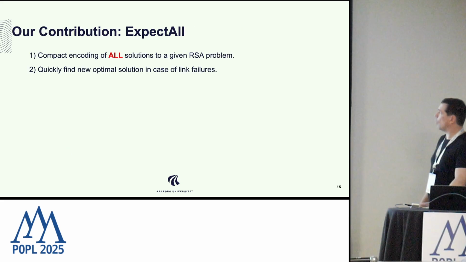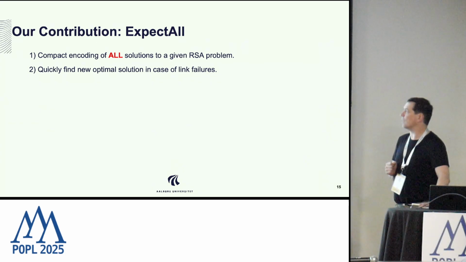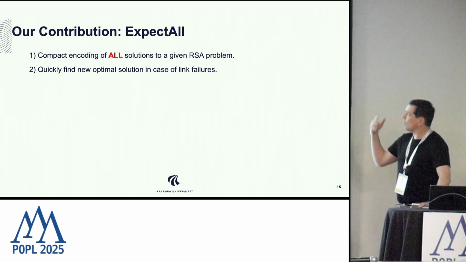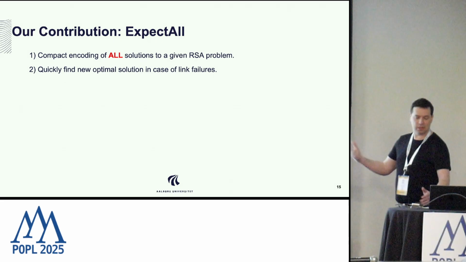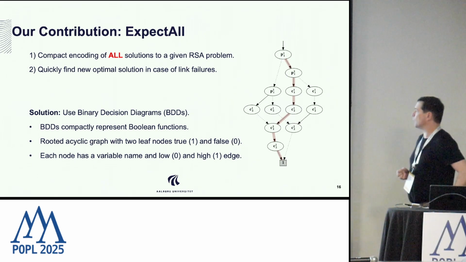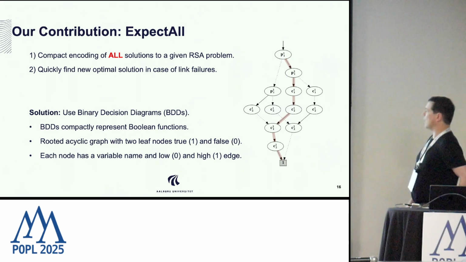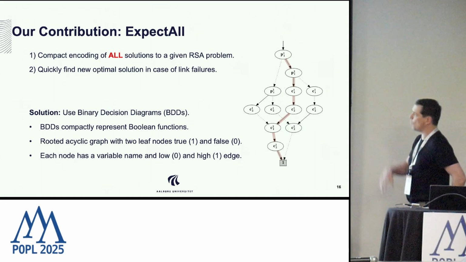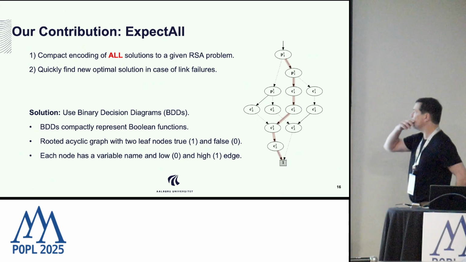So in ExpectAll, we compactly encode not just one, but all solutions to the RSA problem. And then we can quickly find a solution because it's already pre-computed. We use binary decision diagrams for that purpose. So a binary decision diagram is a data structure that allows us to compactly represent Boolean functions. It's a rooted acyclic graph.